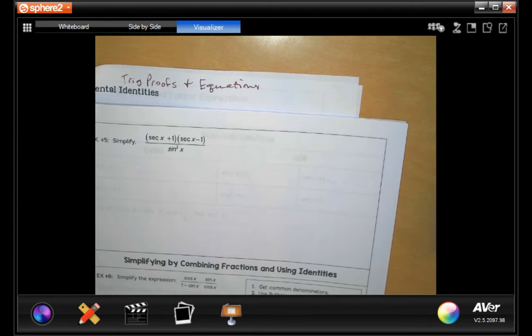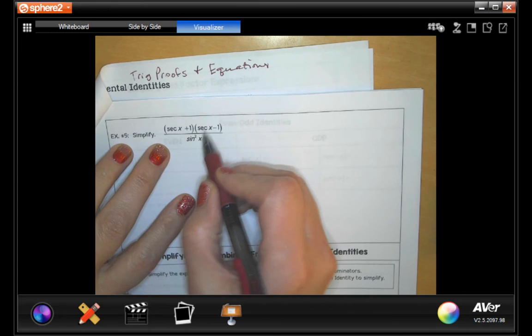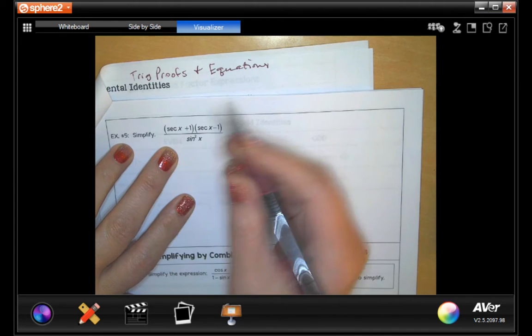Okay, so if we're looking at number 5 here, we have secant x plus 1 and secant x minus 1 over sine squared x. So I would probably suggest on this one that this is factored. Well, maybe it doesn't need to be factored. So what if we distribute it here?